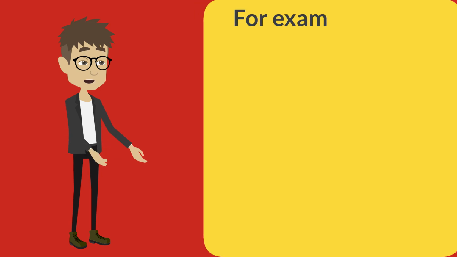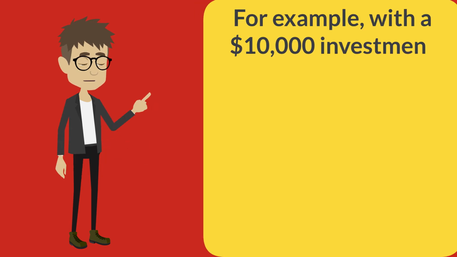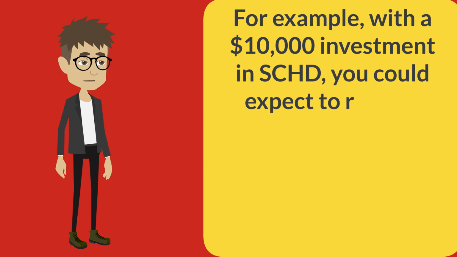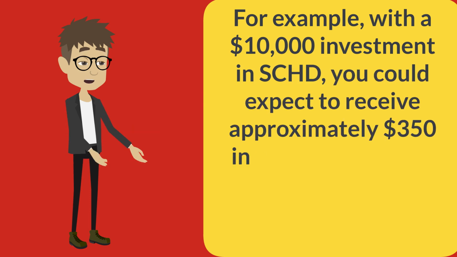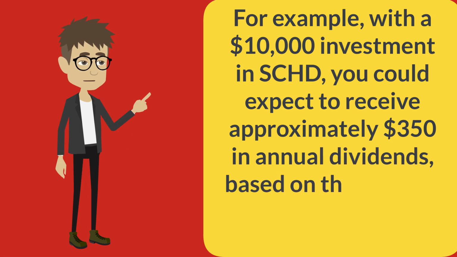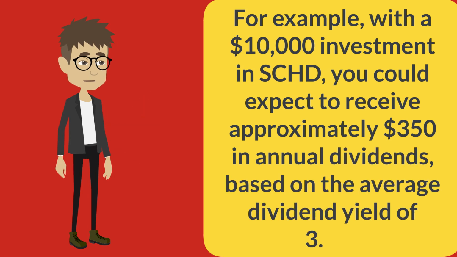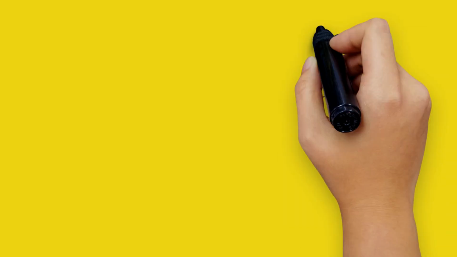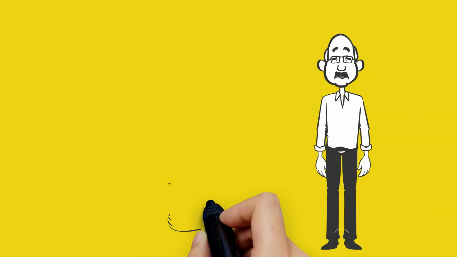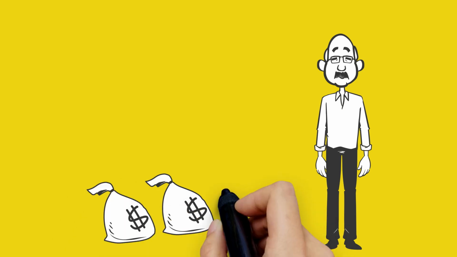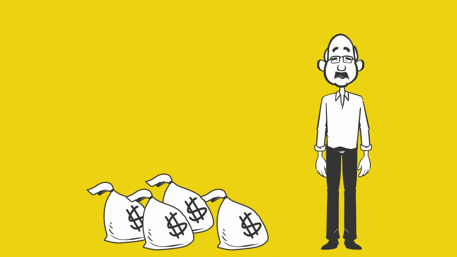For example, with a $10,000 investment in SCHD, you could expect to receive approximately $350 in annual dividends, based on the average dividend yield of 3.5%. This steady income can be particularly attractive for investors seeking to supplement their regular income or reinvest the dividends for compounding growth.